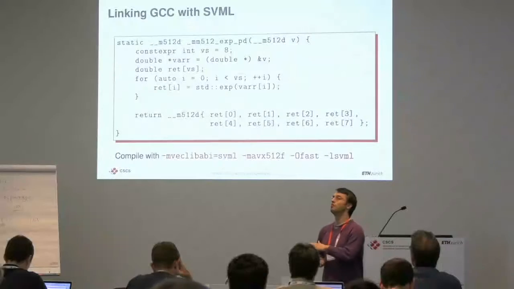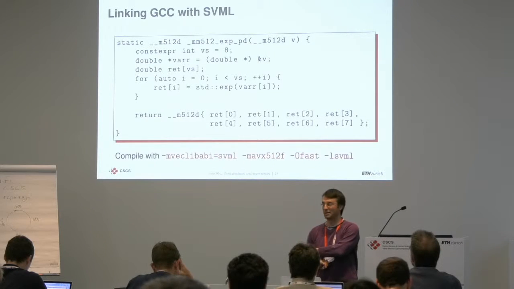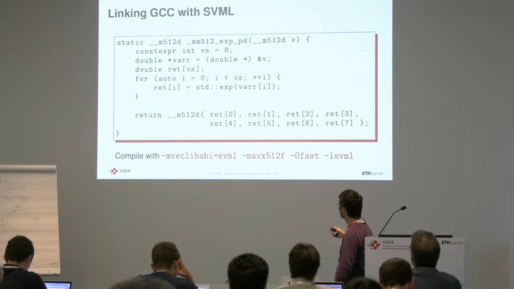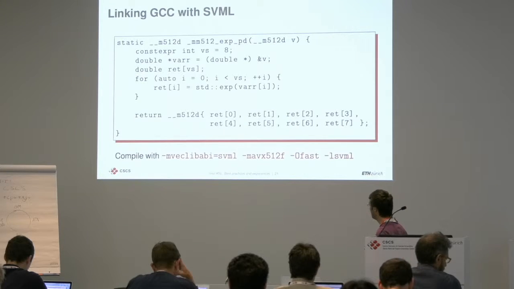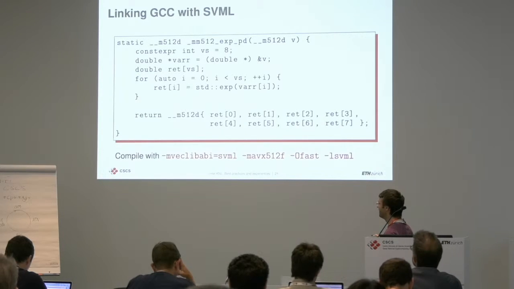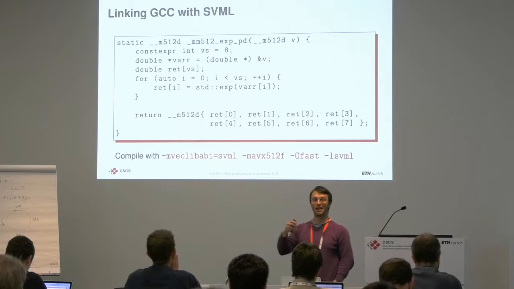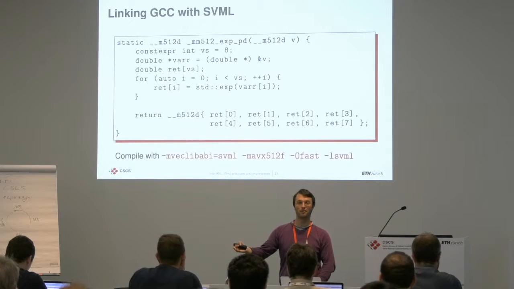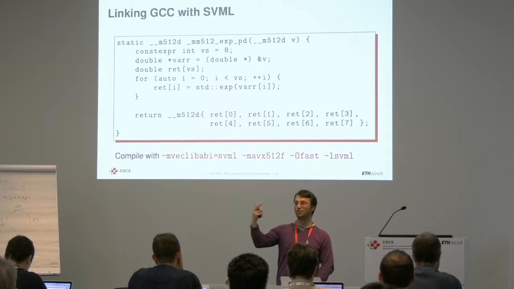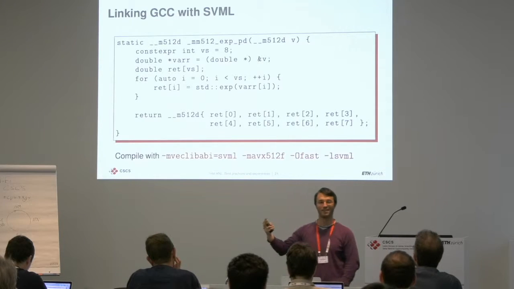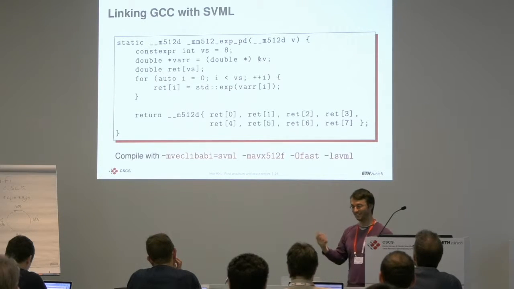Not all people want to do Ofast to get this exponential vectorized. So all these things, and then you don't get an AVX-512 call. You get two AVX2 calls. So still.